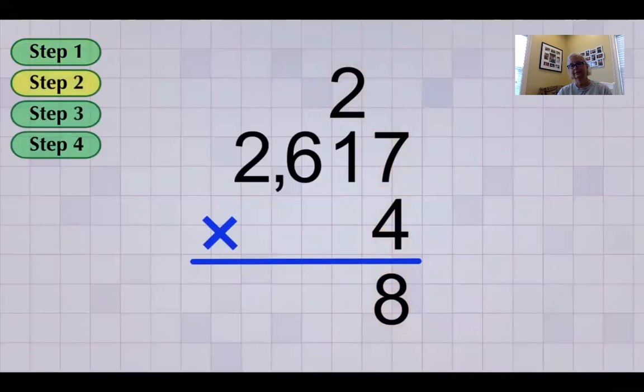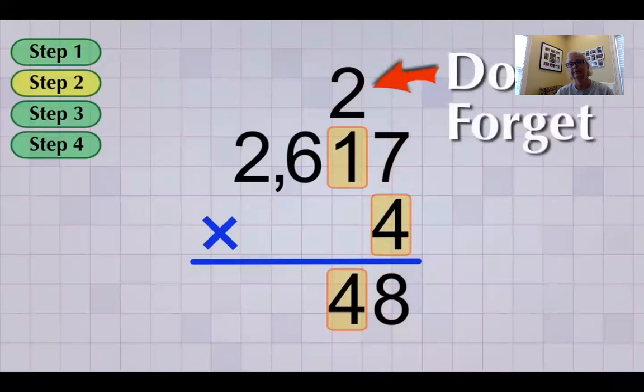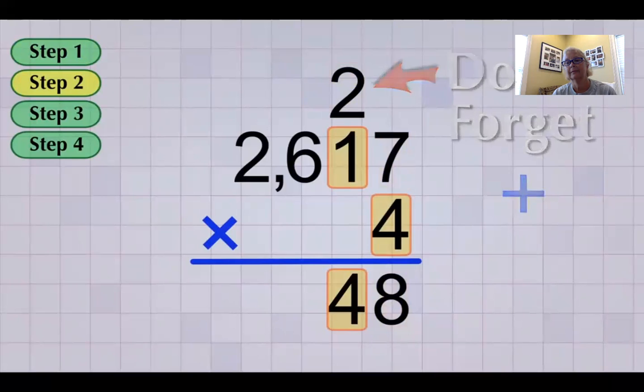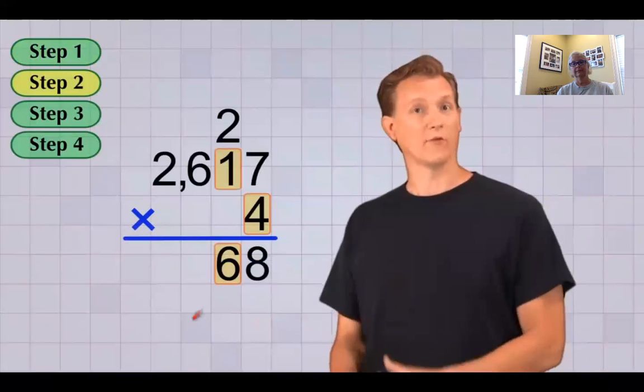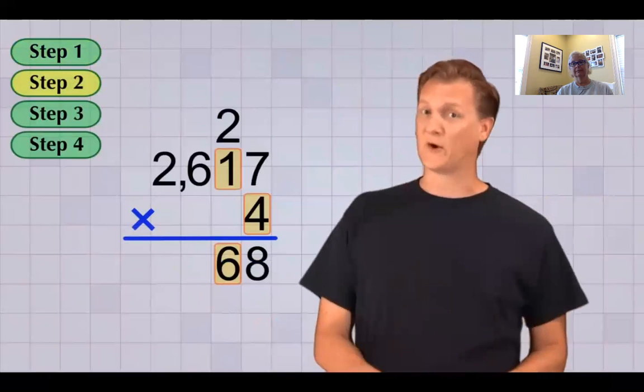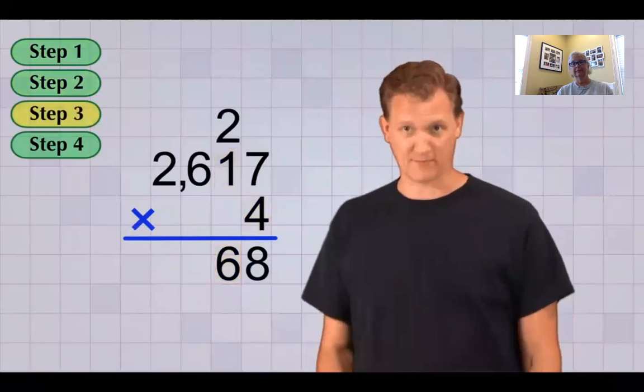Now we can do the second step. We multiply the bottom digit by the next digit in the top number. 4 times 1 equals 4. That was easy. But don't forget about that digit we carried. We need to add that to our answer from the second step. So 4 plus 2 gives us 6, and that's what we put in our answer place. And this time we have a 1-digit answer, so we don't need to carry. We can just move on to the next step.